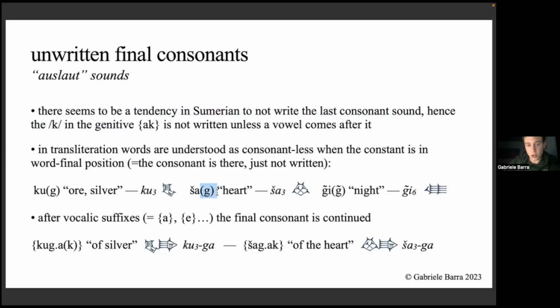I think there is good evidence to say that the last consonant sound is probably pronounced, but for some reason just not present in the writing. So yes, kug-ak is probably pronounced kug-ak, but in the writing it is written without the last consonant. Thank you for the question. It was a really interesting one. No problem.